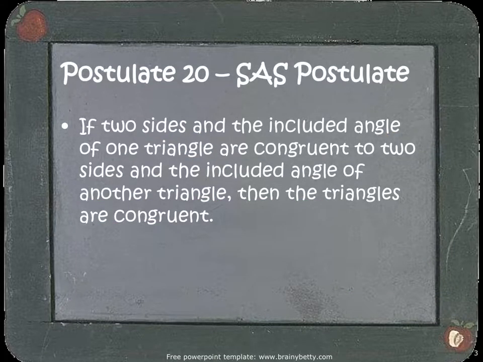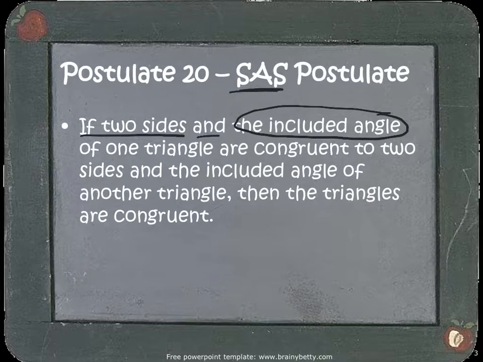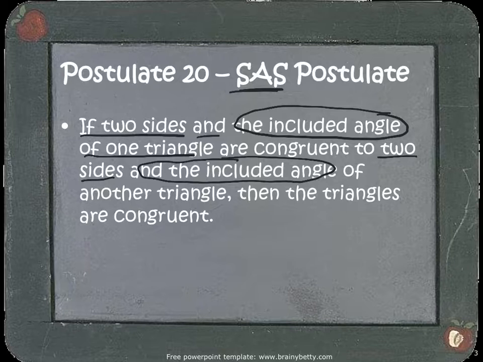Okay, so here comes our next postulate, the SAS postulate. This is a new thing that we can use on proofs. If two sides and the included angle of one triangle are congruent to two sides and the included angle of another triangle, then the triangles are congruent. This is a way that we can guarantee that two triangles are congruent. And that might look like this.